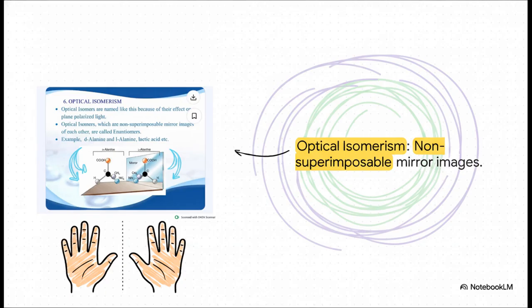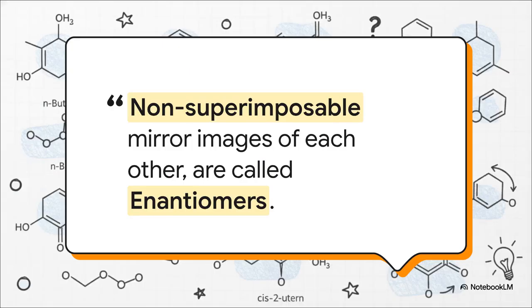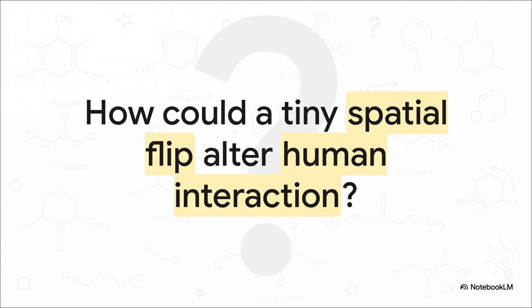Actually, it's exactly like your left and right hands. Your hands are perfect mirror images, right? But you literally can't perfectly stack your left hand on top of your right hand while they're facing the same way. It just doesn't work. And of course, we have a very specific scientific word for this phenomenon. Optical isomers, which are non-superimposable mirror images of each other, are called enantiomers. I really want you to anchor this complex 3D visual concept of the hands and mirrors to that specific name, enantiomers.